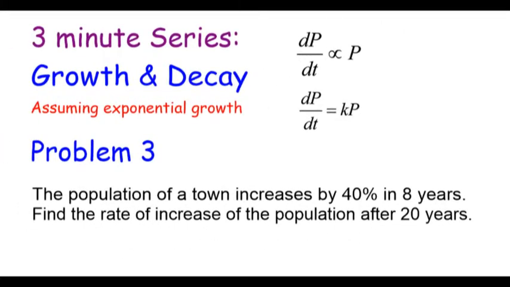This is the 3-minute series on growth and decay, and we're looking at problem number three about a town of unknown population, P0 or initial population, that is increasing by 40% in 8 years, and we need to find the rate of increase of the population after 20 years. Okay, so this is obviously assuming exponential growth. So let's go and have a look at how we do this.